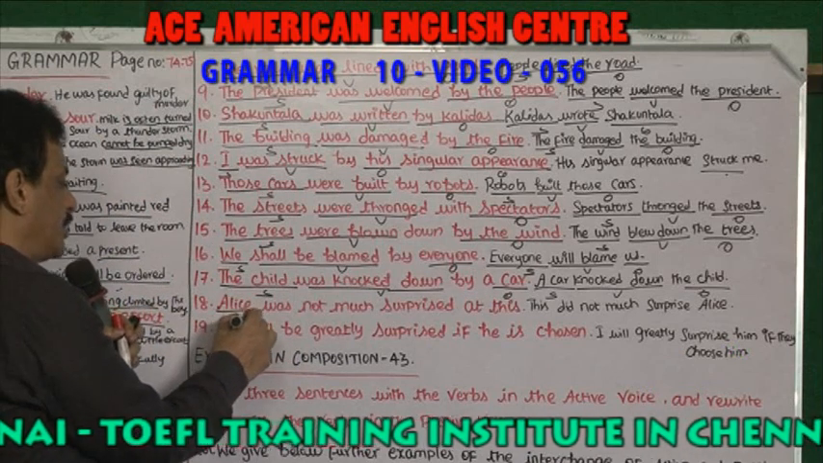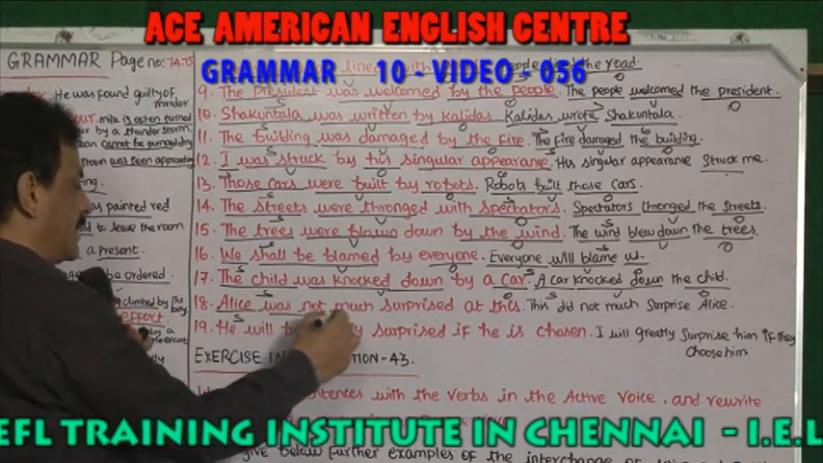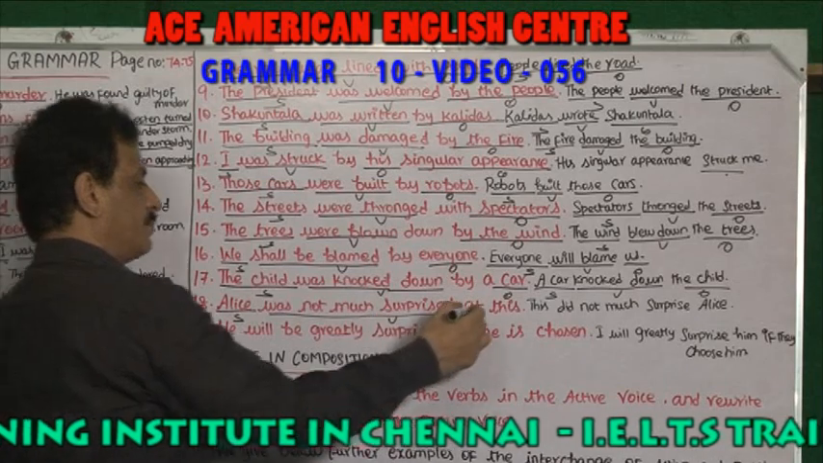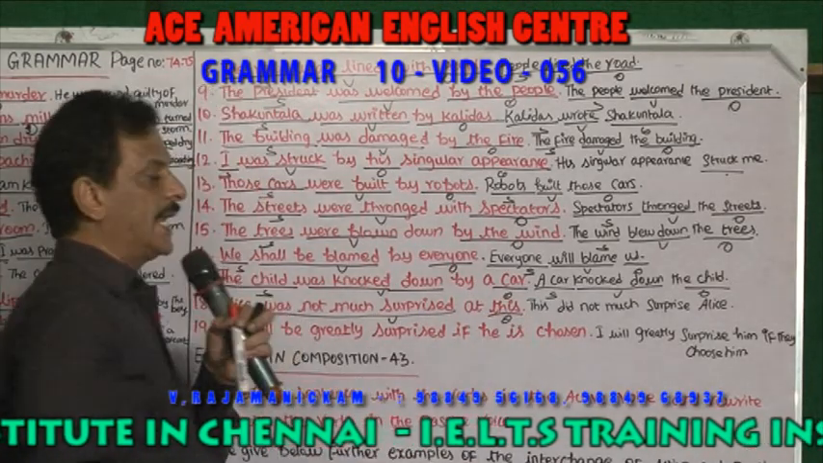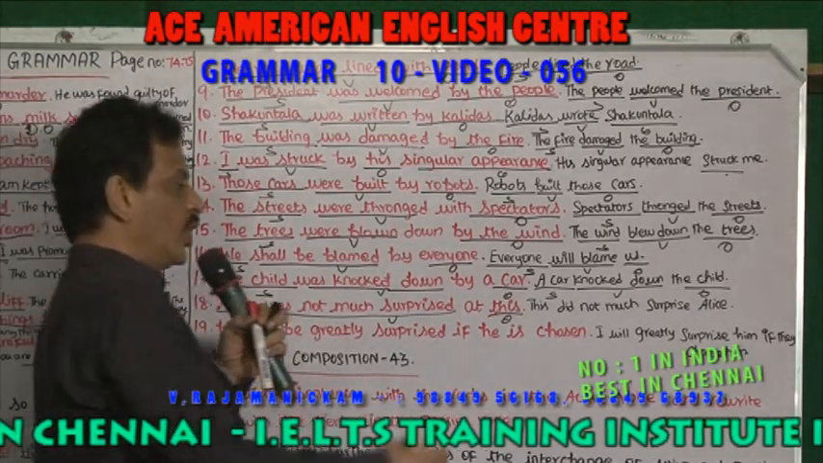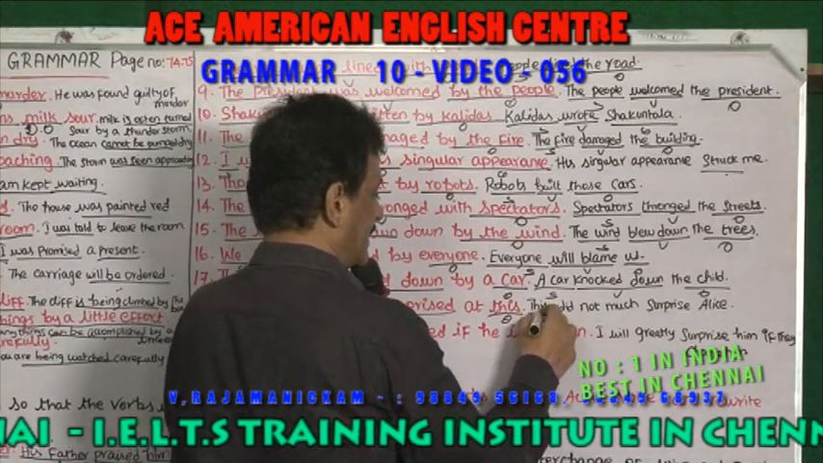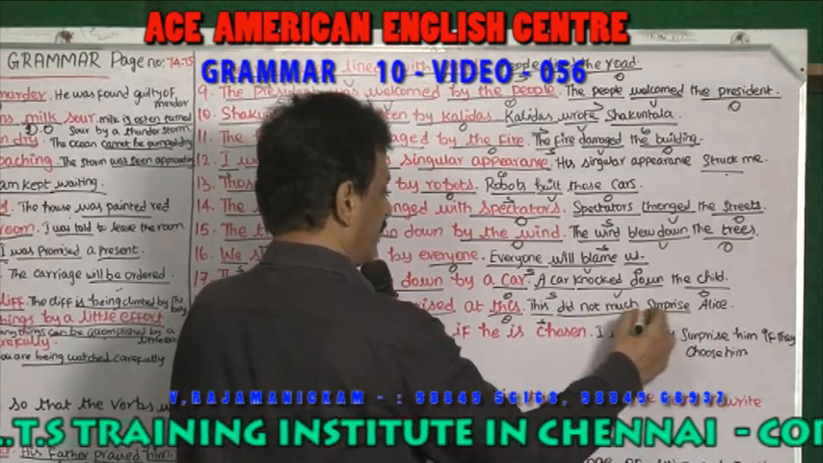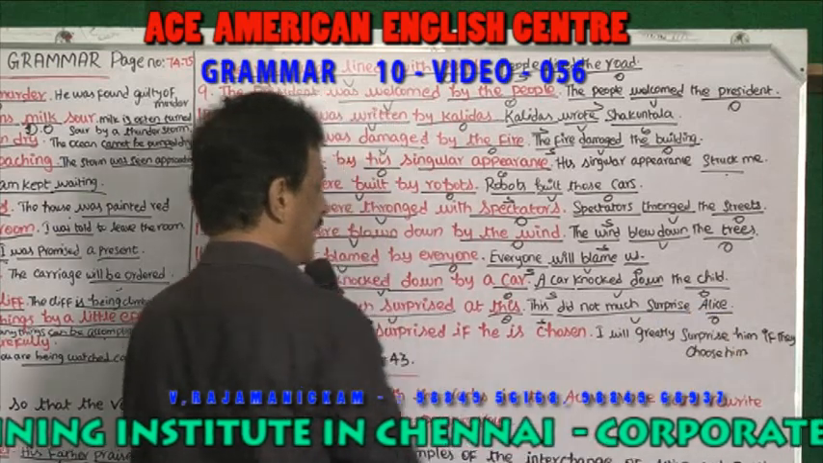Alice is the subject. Was not much surprised becomes the verb. At this becomes the object in passive. In active voice, this did not much surprise Alice. This is the subject. Did not much surprise is the verb. Alice is the object here.